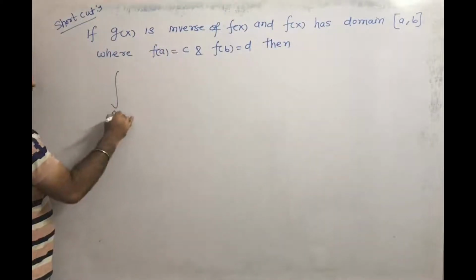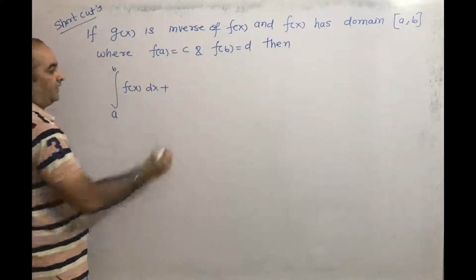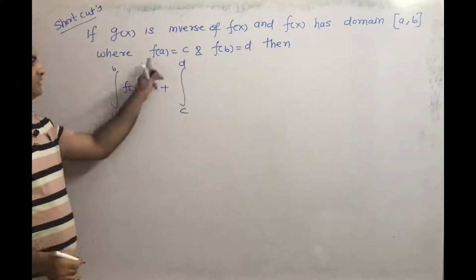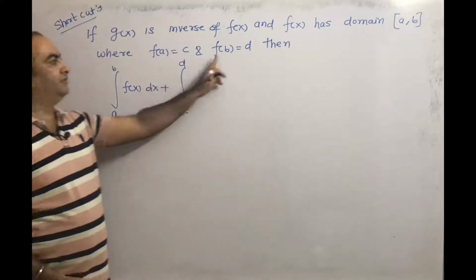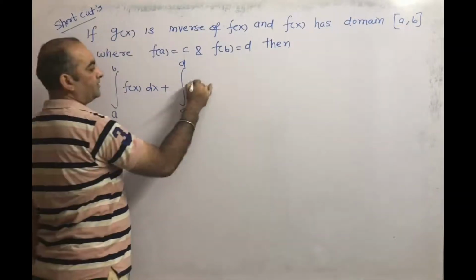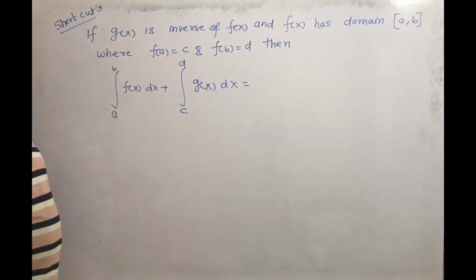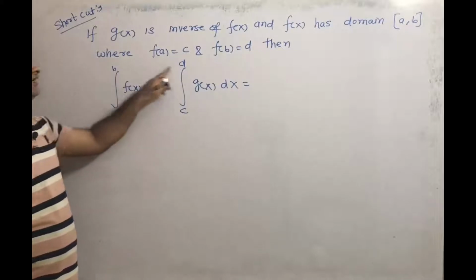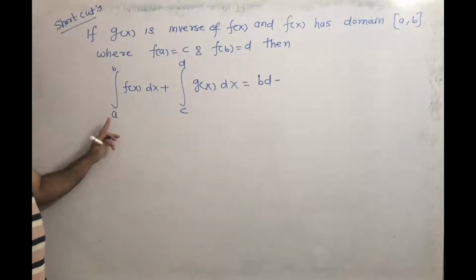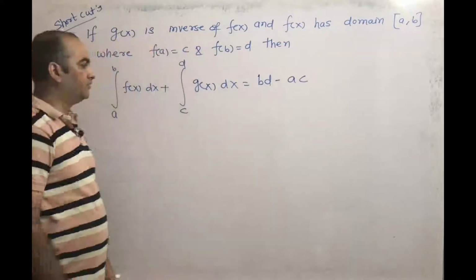integration a to b f(x) dx plus integration c to d. Okay, f of a is c, so here is c, and f of b is d, so here is coming d, and f inverse x is g(x), so g(x) dx. This value will be the multiplication of upper limit b into d, bd, minus lower limit multiplication a into c, ac. So bd minus ac. Okay, so this we can remember.